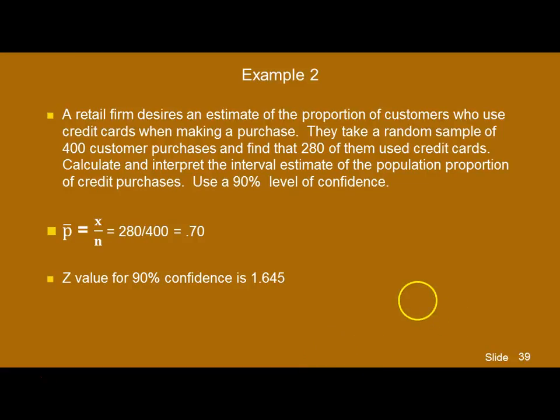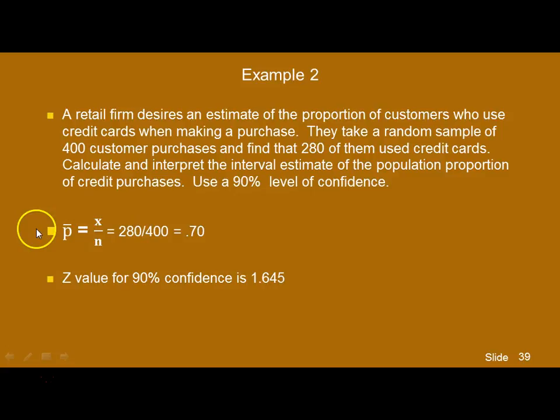Let's do another problem. A retail firm desires an estimate of the proportion of customers who use credit cards when making a purchase. They take a random sample of 400 customer purchases and find that 280 of them used credit cards. Calculate and interpret the interval estimate of the population proportion of credit purchases. Use a 90% level of confidence.